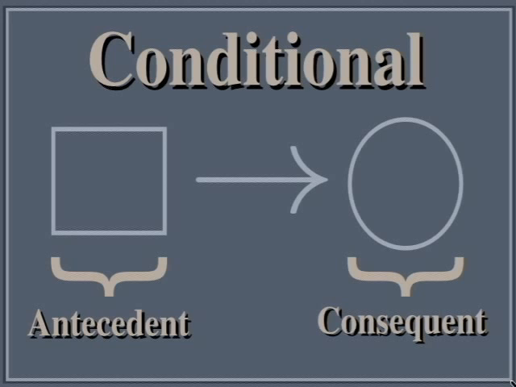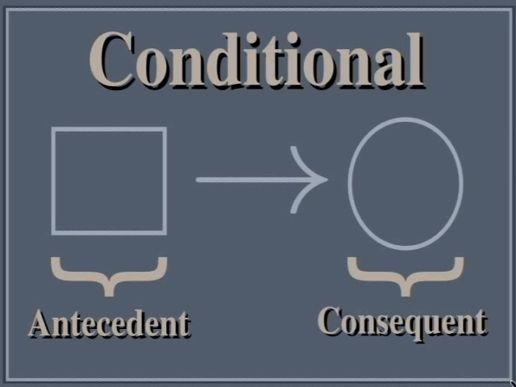Now, please don't confuse the consequent with the conclusion. The consequent is the last part of a conditional, while the conclusion is the last part of an argument. They're both at the end of a three-part structure and both start with "con," as does the word conditional. So they're easy to confuse, but you'll get the hang of using the right terms for them with practice.